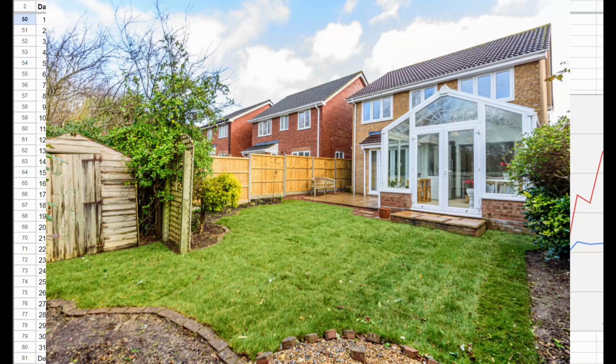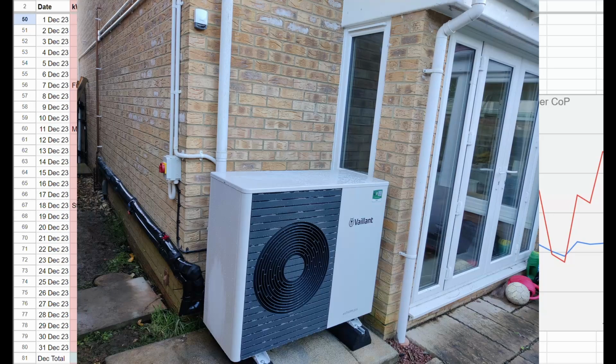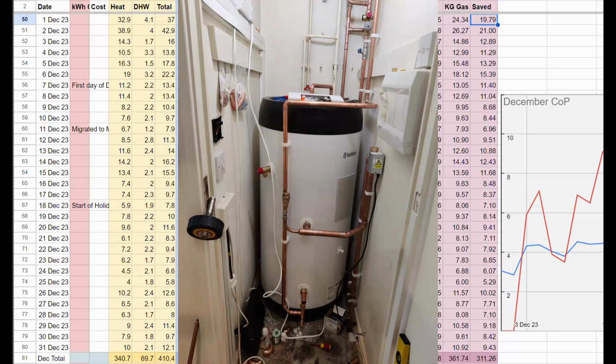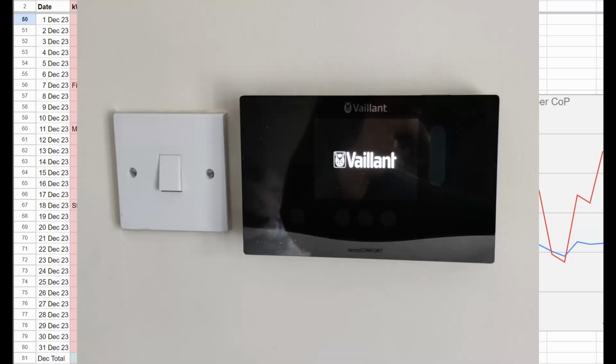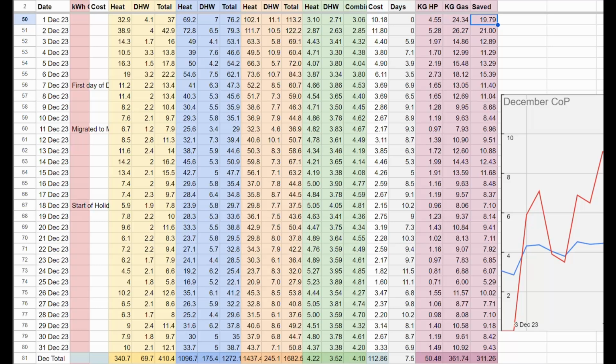I'm currently heating a 4-bed detached house. The heated parts of the house are 127 meters squared. I've got a Vaillant air source heat pump, hot water cylinder controls, and so on. Anyway, what I want to jump to is I've actually done the sums on how much CO2 we are saving in our case, which turns out that in December we saved 311 kilograms of CO2. And that surprised me.